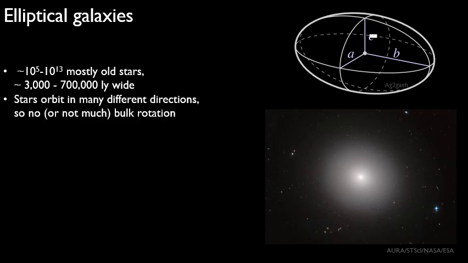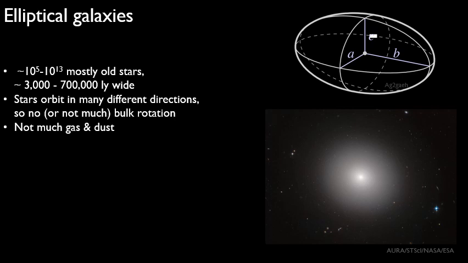The stars orbit in many different directions. So unlike a spiral galaxy where your stars will all be orbiting in a common direction, here you might have some orbiting kind of into the page, some out of the page, some around, kind of like a belt. So they're just orbiting in lots of different directions, and there's basically not much bulk rotation going on.